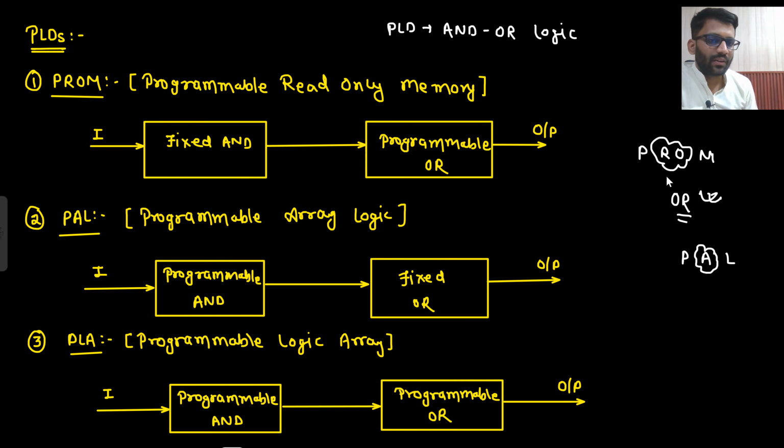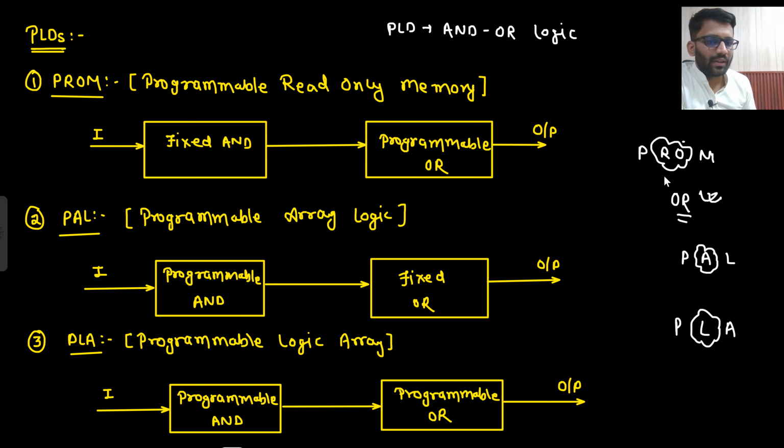What did I say in this one? AND gate is programmable, I said. No. OR gate is programmable. In between whatever that is there, OR gate is programmable, AND gate is fixed. Here what is in between? A is there. That means AND gate is programmable, OR gate is fixed. PLA. What is there in between? L. L stands for none. Neither does it stand for AND, nor for OR. That means both will be programmable.